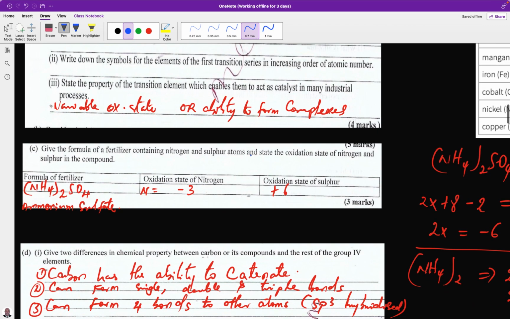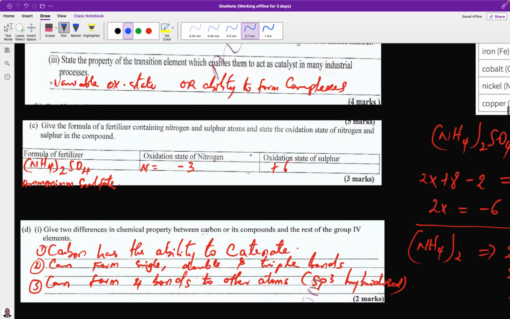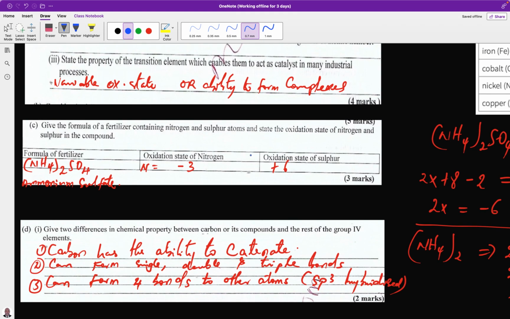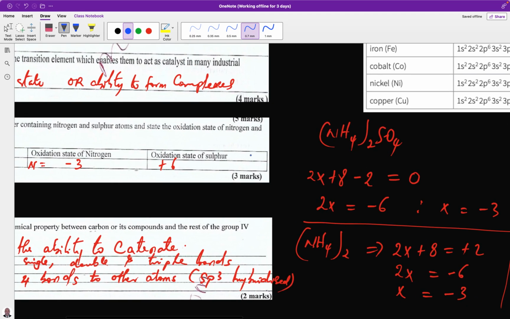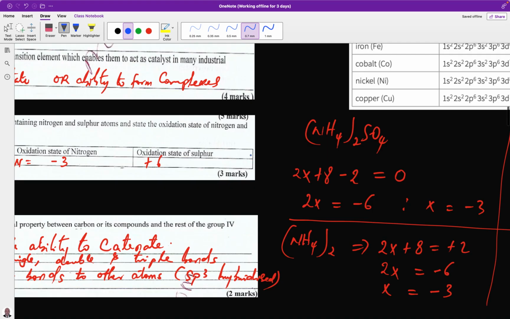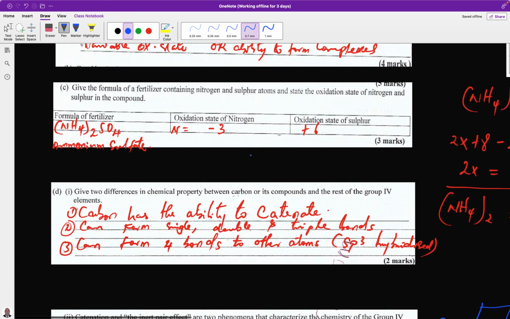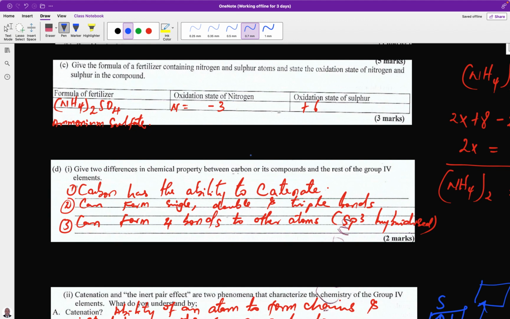Now, give the formula for a fertilizer containing nitrogen. There are many of them, but I was able to come out only with ammonium sulfate. The ammonium sulfate, you can use that to calculate the oxidation number for nitrogen and the oxidation number for sulfur. Then give 2 differences in chemical property between carbon or its compound and the rest, a chemical property that has to do with reactivity.